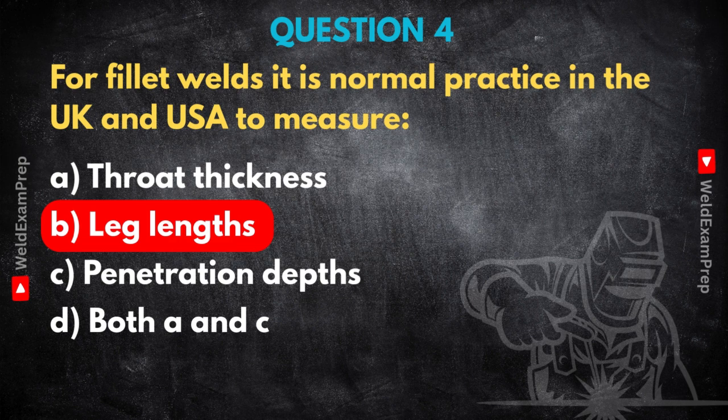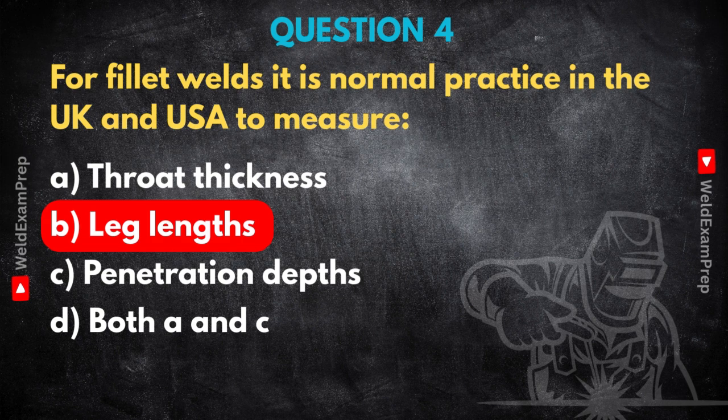Okay, practicality wins out. Largely, yes. Leg lengths, on the other hand, are the distances from the root out to the toes of the weld on each plate. They form the sides of that right-angle triangle. Easy to get a gauge on those. Much easier. Standard fillet weld gauges are designed specifically for measuring leg length quickly and reliably. It makes routine visual inspection, QC checks, much more practical. And specs usually call for leg length.